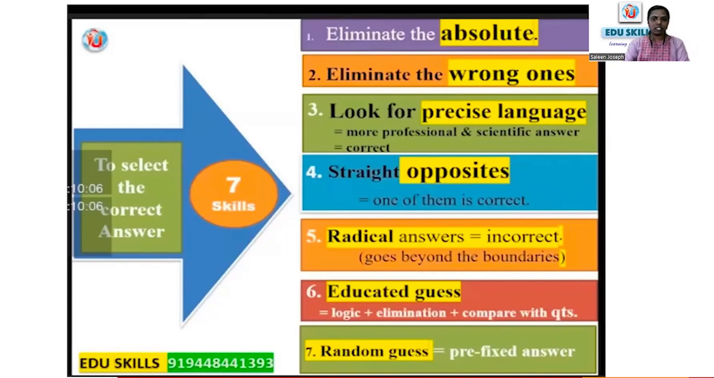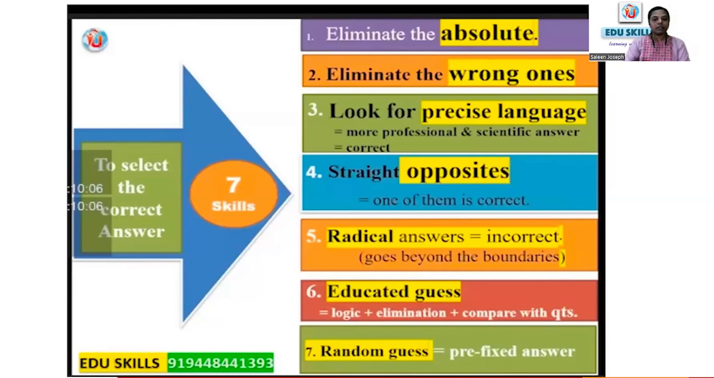Then eliminate the wrong ones. As a health professional, I think we will be able to identify some wrong answers, which are totally not connected with the question, so you can just eliminate them. Then look for precise language. You have to see whether it is the more professional and scientific answer that is correct. Sometimes you get some grammatically wrong options, so you can eliminate them. And then straight opposites. You have 2 answers, one positive and one negative, so they are opposites. Mostly one of them will be the correct answer.